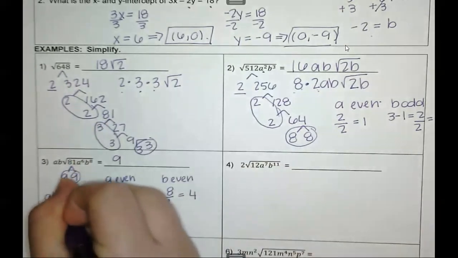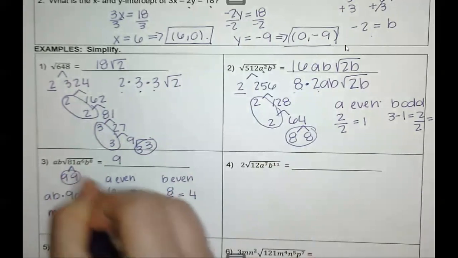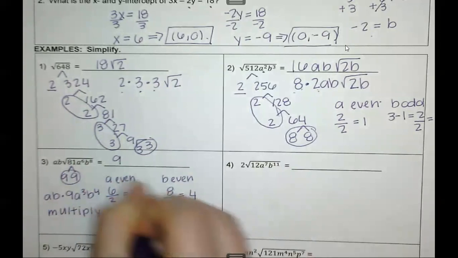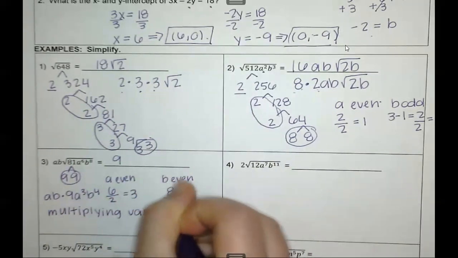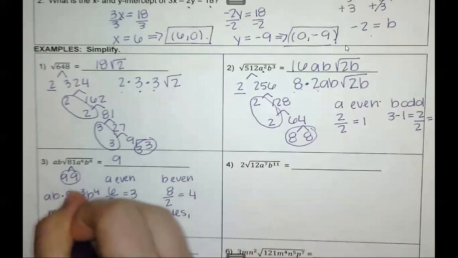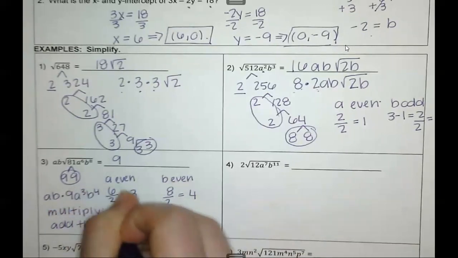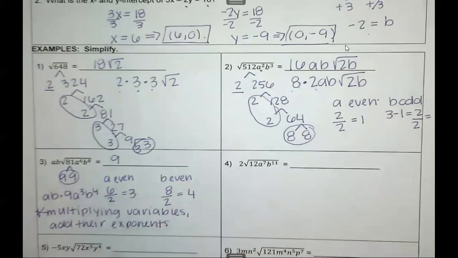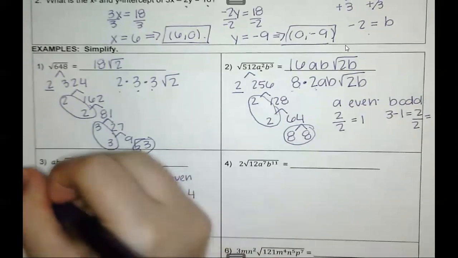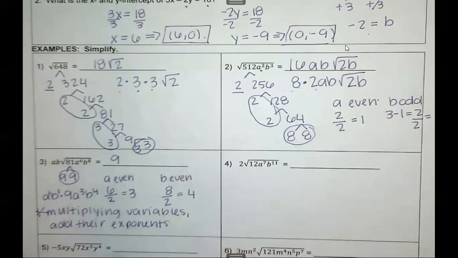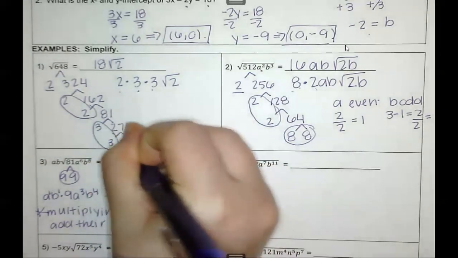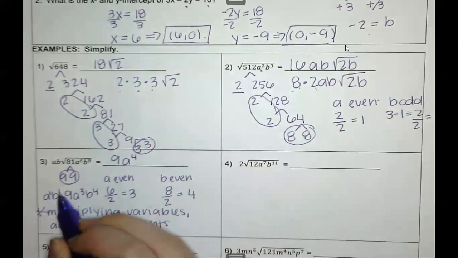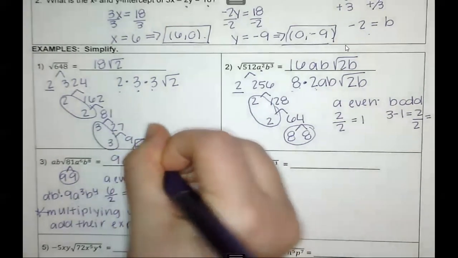Remember, when you are multiplying variables, that we add their exponents. So we talked about this in the last set of notes as well. So these don't have exponents, but they're understood ones. So I have A to the first and A to the third. If I add those exponents, 1 and 3, I'm going to end up with A to the fourth. For B, we've got 1 and 4. I'm going to end up with B to the 5th.